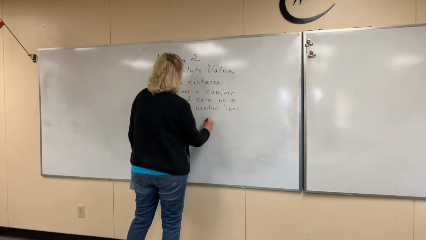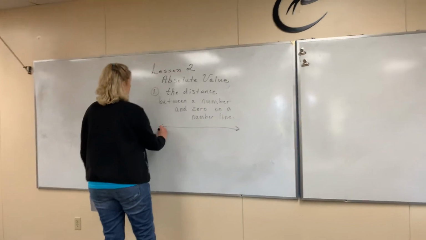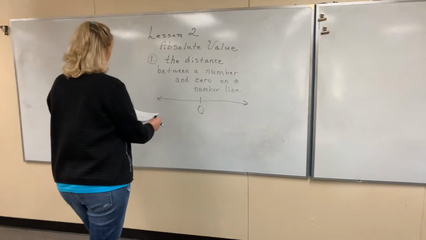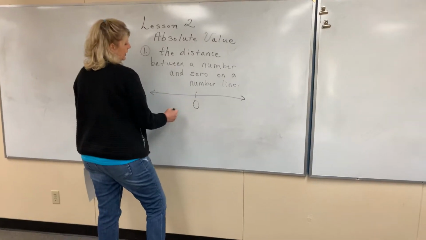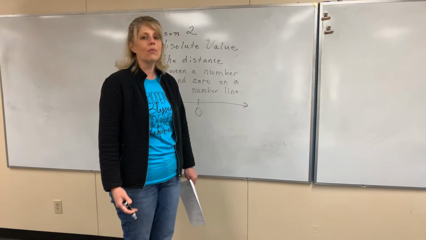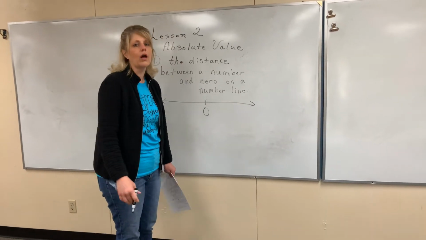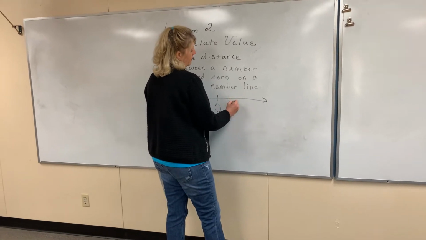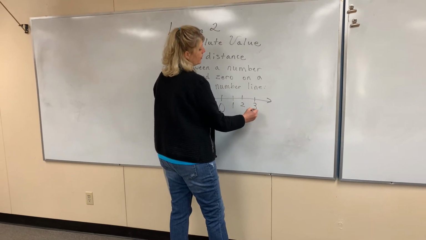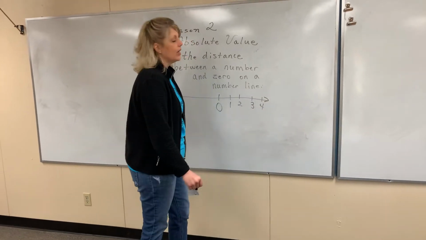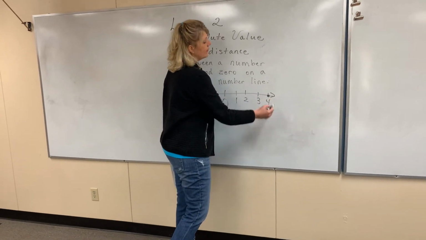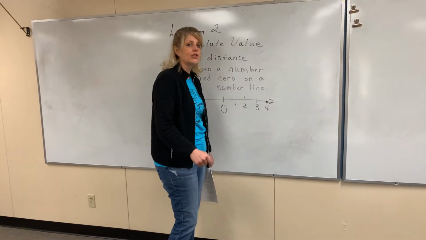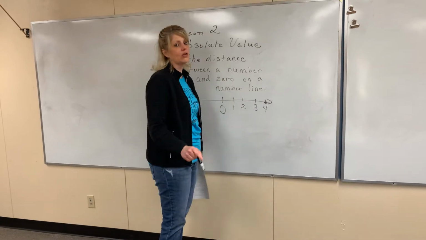All right, so let's say that we have our number line right here, okay? And of course, Miss Lane's going to put a 0 on the number line. All right, well, let's look at this for a minute. And let's say, for example, that I wanted to put a positive 4 on this number line. Okay, so I would do 1, 2, 3, and 4. Okay, so if I wanted to put a positive 4 on the number line, how many steps would it take me to get to that positive 4 if I started at 0?